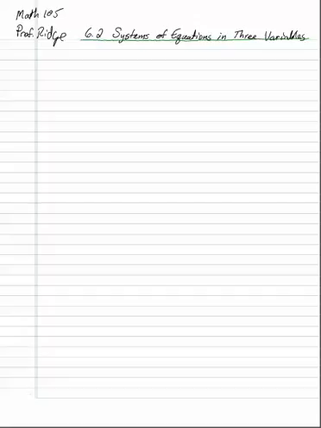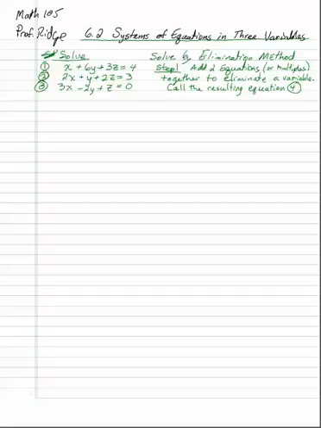So basically for three variables, we're going to do it by elimination, and it's just an extension of what we did in 6.1 for two variables. Okay, so pick any variable, doesn't matter, x, y, or z, and you want to eliminate that from two equations. So take two equations and eliminate a variable. So let's eliminate y.